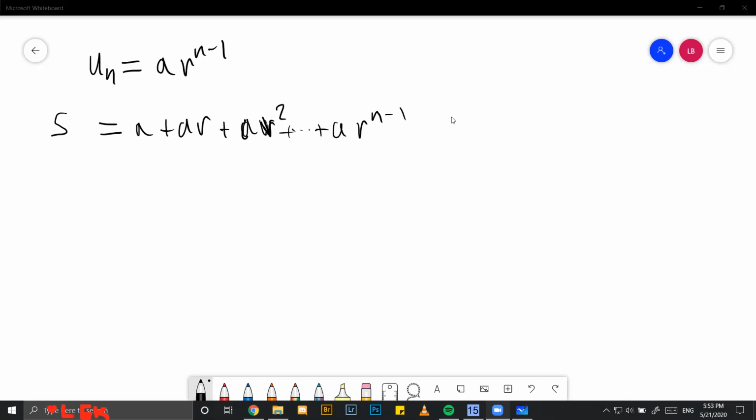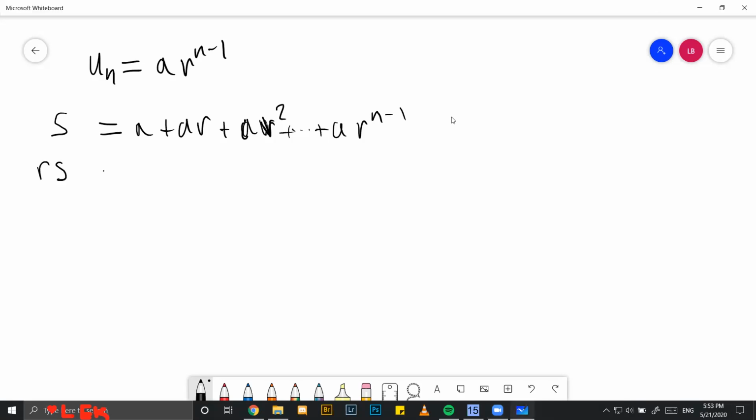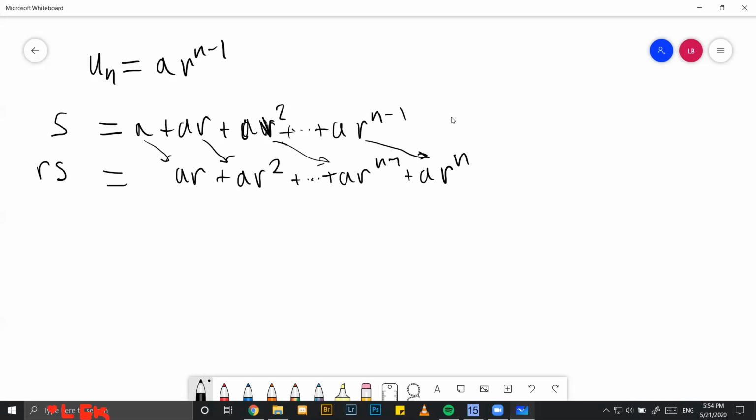S is equal to this. I'm going to do a little trick. I'm going to try and figure out the value of R times S. And I notice that's equal to ar plus ar squared, all the way up to ar to the n minus 1, plus ar to the power of n. So what I did over here is multiply all these terms by r. So a became ar, the ar became ar squared, the ar squared became whatever, and the ar to the n minus 1 became ar to the n. Essentially I multiplied everything by r, and I got this new sequence.